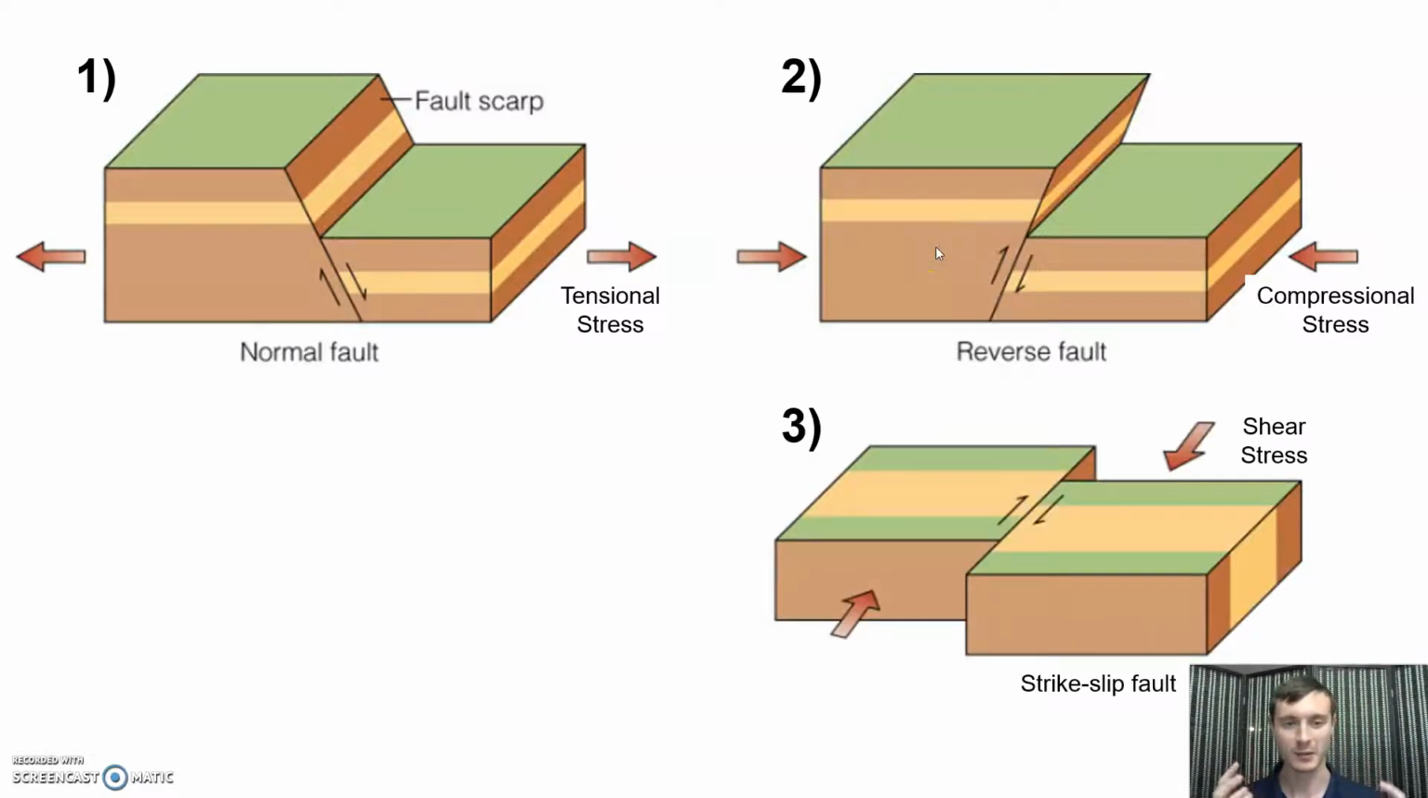Next kind is a strike-slip fault. So we have two blocks that are not moving up and down necessarily, they are sliding past each other. You might call this a shear stress, grinding against each other here.